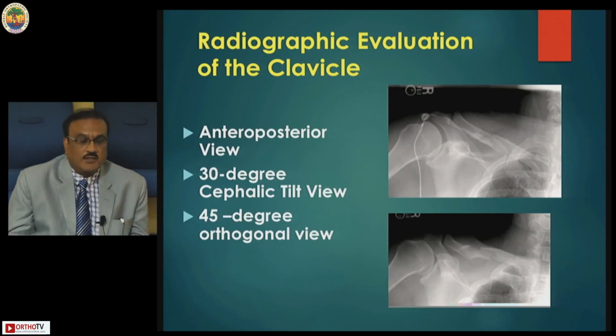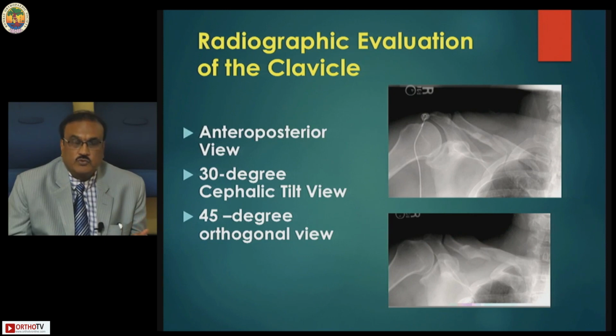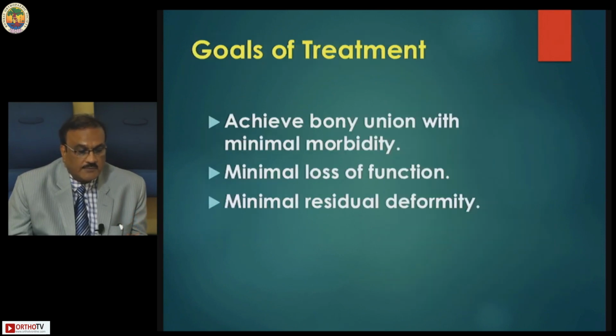Now, how to do a radiological evaluation? Take the anteroposterior view, and there are another two views that used to be taken: the 30-degree cephalic tilt view and the 45-degree orthogonal view. Though in the AP view it looks like an undisplaced fracture, probably it is widely displaced in the cephalic or orthogonal view. Therefore, before you start treatment, that is also very important.